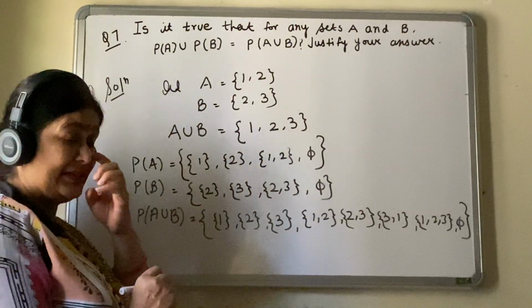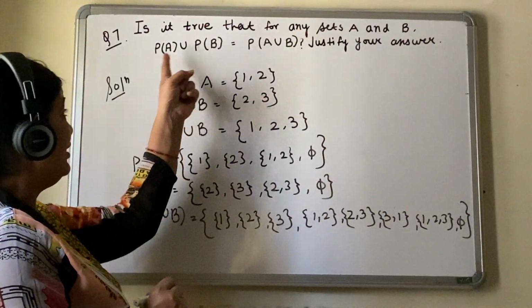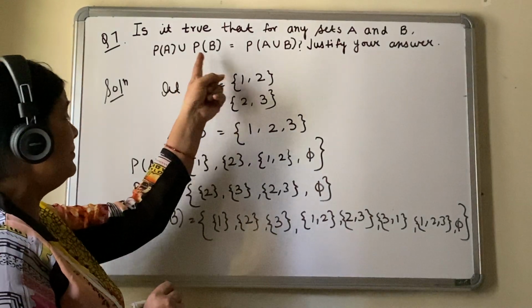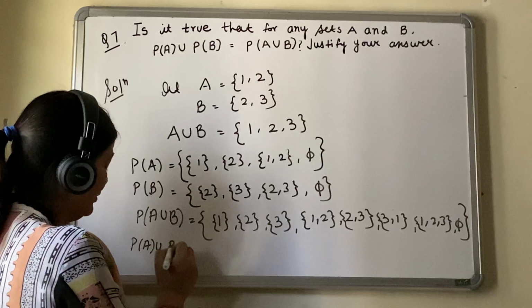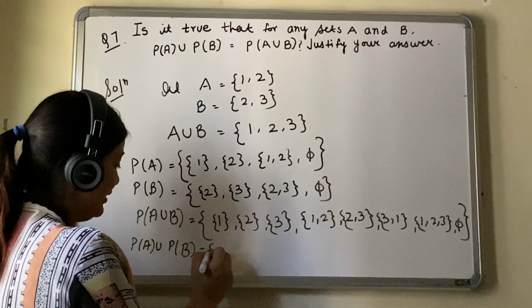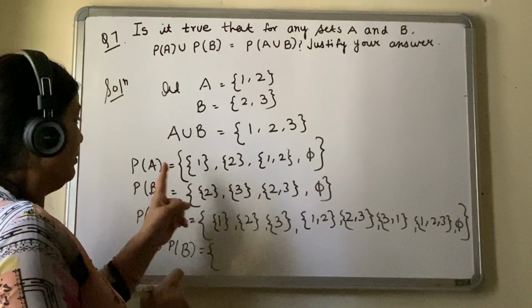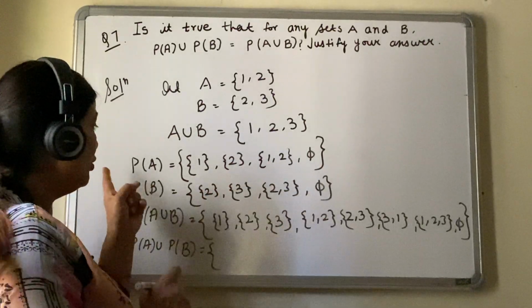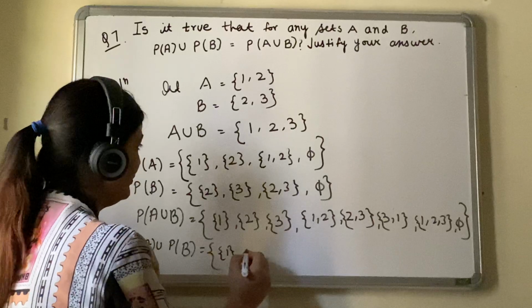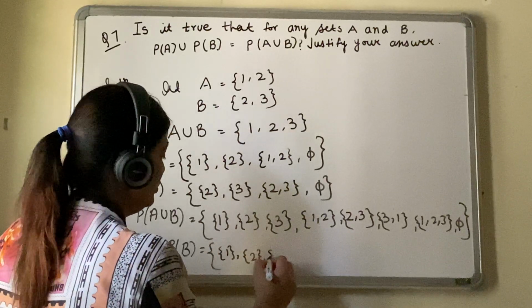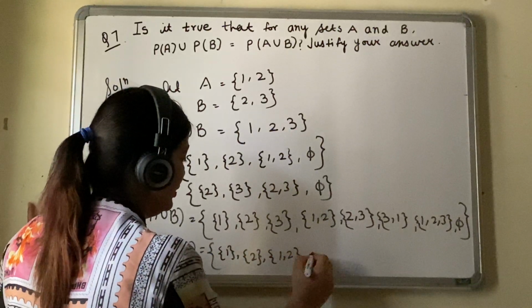So let us see, is P(A) union P(B) equal to that? What is P(A) union P(B)? So find P(A) union P(B). First of all, write all the elements of P(A). It will be {1}, {2}, {1, 2} and the empty set.